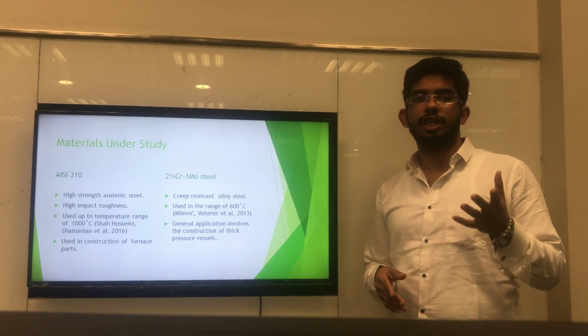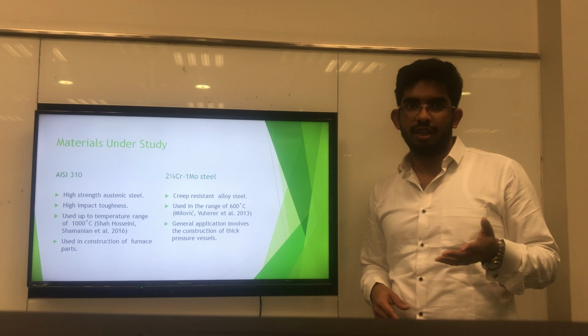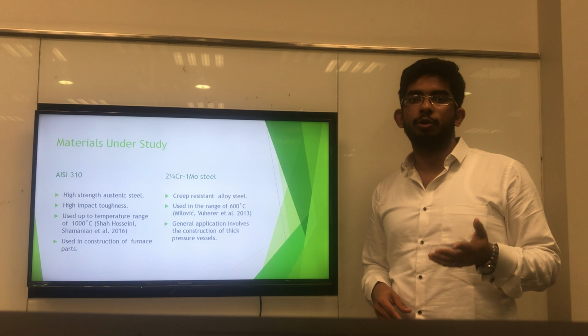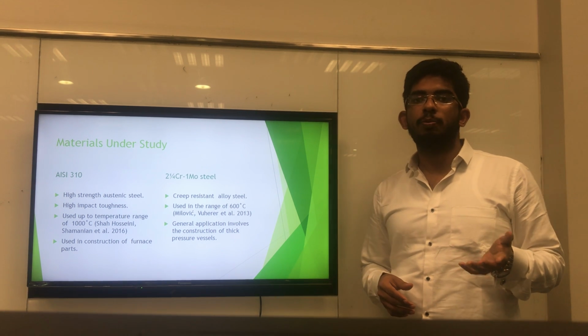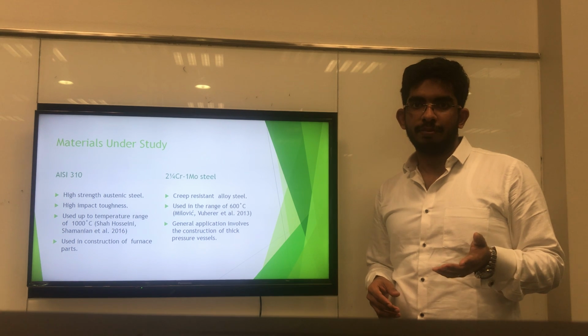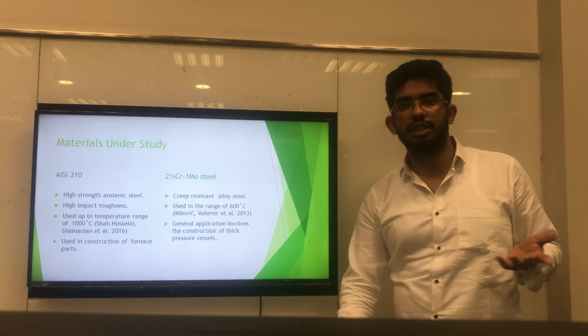The materials we are going to study are AISI 310, a high-strength austenitic steel, which is used up to a temperature of 1000 degrees Celsius, and 2.25 chromium molybdenum steel, a creep-resistant alloy steel, which is used up to a range of 600 degrees Celsius.